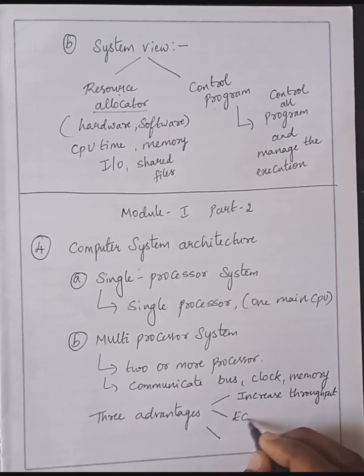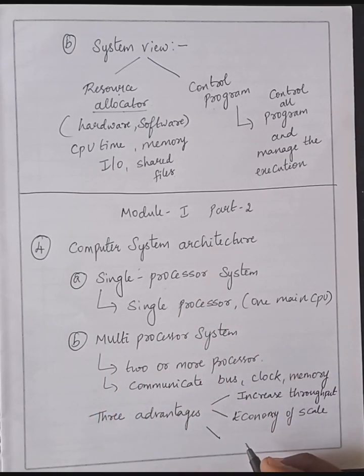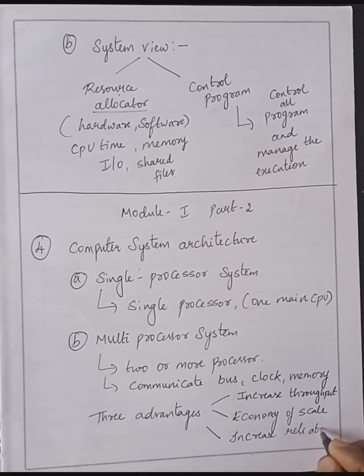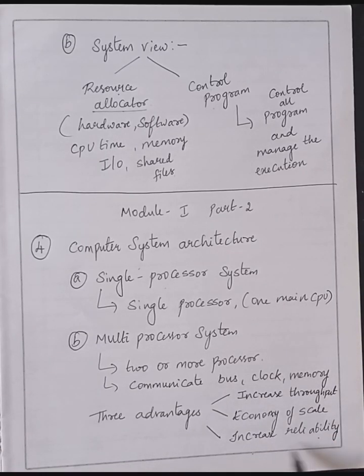Then, economy of scale. Economy of scale means it is less cost. The cost of implementing is not more compared to the single processor system. Then, increased reliability. Whenever one processor is failing, another processor will continue to work, so it increases the reliability. The complete system will not shut down or stop working completely because it has more than one processor. If one processor is not working, another processor will work.